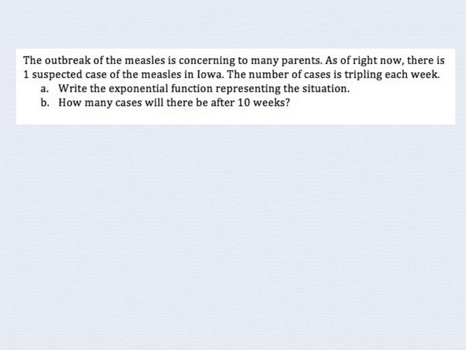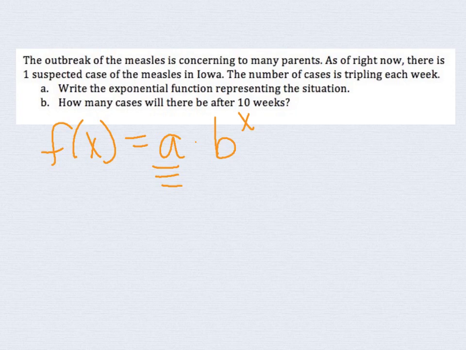As I'm going through, remember the first thing I need to figure out is, what is my y-intercept? Well, you guys, you try it. What is the y-intercept? What is the starting value in this particular situation? So the starting value is 1. I'm starting with only 1 case in Iowa. So the number 1 is going to go right there. Now I need to figure out the common ratio. What is my change? How is the number of cases of measles changing each week? So you guys try this for me. How many is it going to change each week?